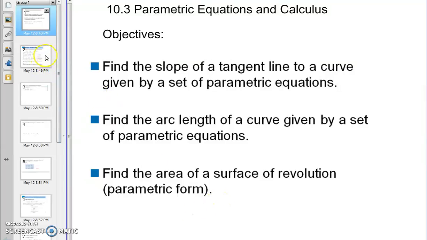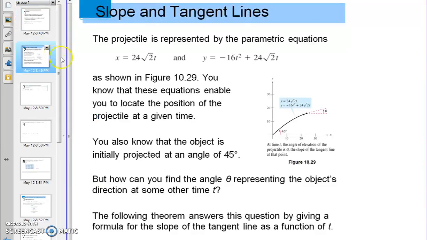All those are familiar concepts. We're just going to apply them now to parametric equations. So take a look at this first one. We've seen this example before, and we're launching something at an angle, a 45-degree angle, and we came up with these two parametric equations. So initially we launched it at 45 degrees, but you realize that gravity is going to take effect and say, how can you find the angle representing the object's direction at some other time t?